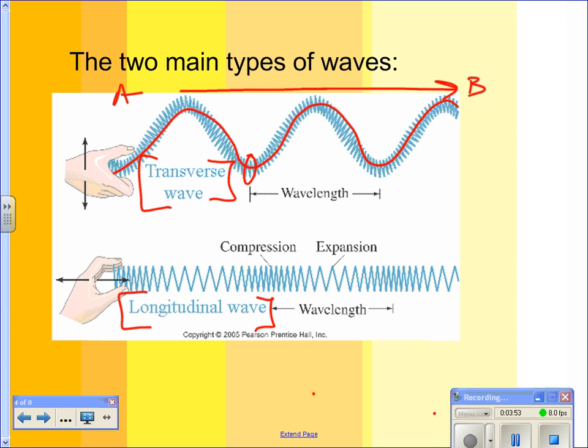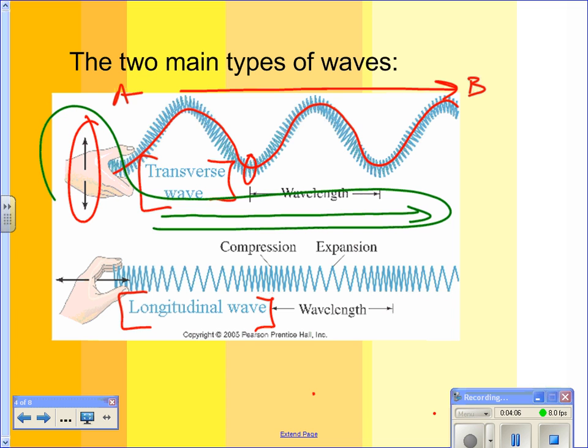Transverse means that the disturbance is perpendicular to the direction that the wave travels. So the disturbance is up and down by the hand. The wave itself travels horizontally. So that's a characteristic of a transverse wave. The disturbance is perpendicular to the wave direction of propagation. Water waves are transverse. Light waves, we'll see, we model as transverse waves. Most of the waves, when we think of a classic wave, we're thinking of transverse waves.